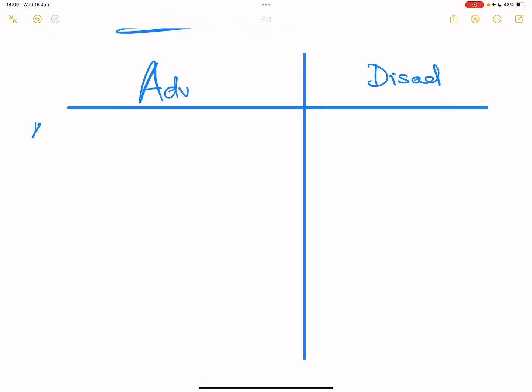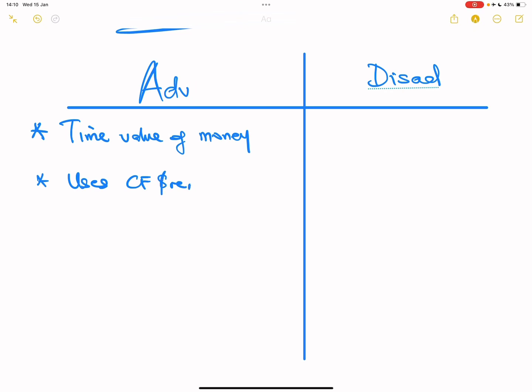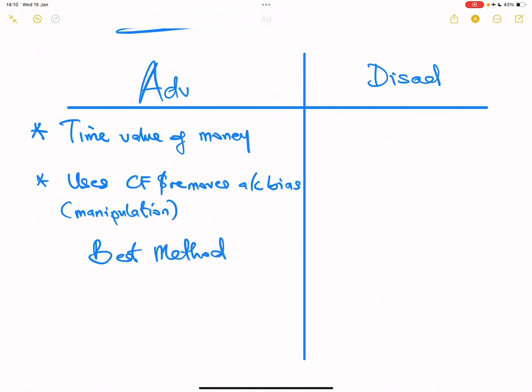As you see, obviously, the time value of money is considered. It's an advantage, because we always have to do discounting. Then, the fact that it uses cash flow removes accounting bias or manipulation. So there's no estimate involved. Very good. And that's why it's the best method. It works with cash flow, real cash flow.